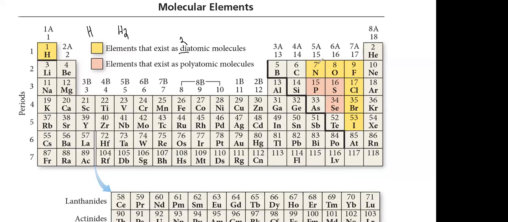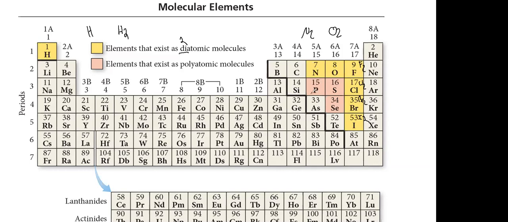The same with nitrogen, like 70 something percent of the air we breathe is made out of nitrogen. But when nitrogen interacts with itself, it always forms N2. It won't just be N by itself. O2, oxygen. Sometimes oxygen forms O3. That's called ozone. But most of the time it's O2. And all your halogens, F2, Cl2, Br2, I2. So any molecule that's yellow when it's by itself will form a diatomic molecule.